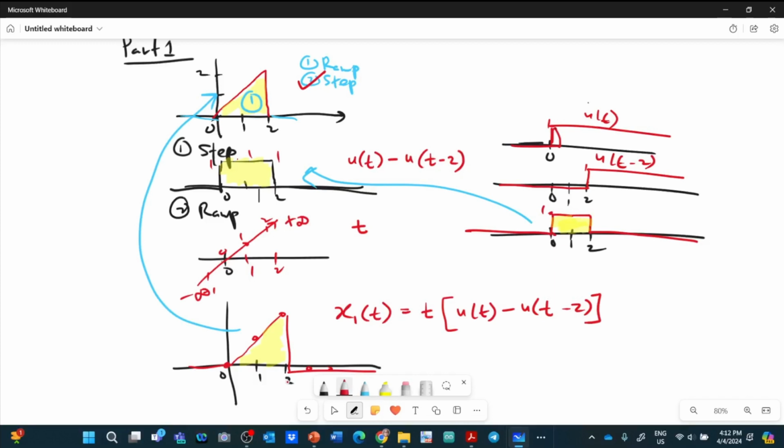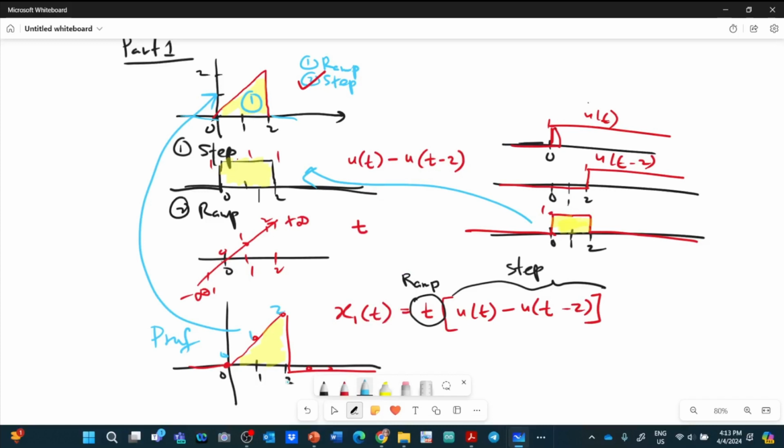X1 adalah signal, yang ni tadi adalah RAM. Yang ini adalah step. Okay. Yang ini saya cuma nak prove saja. This one is just to prove. Bila kita darabkan step dengan RAM, kita dapat signal bawah ni tadi kan. So kita dapat amplitude dia 0, 1, 2 sebab kita dah multiply it.